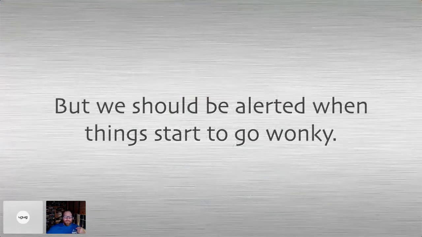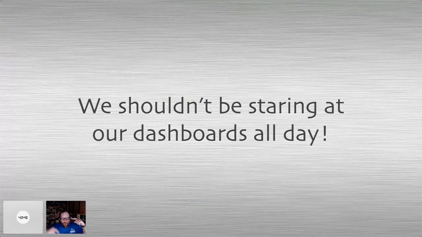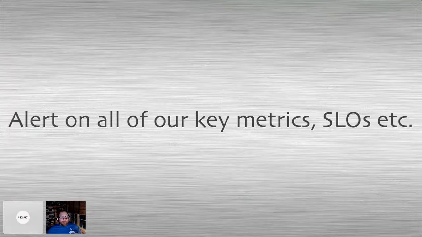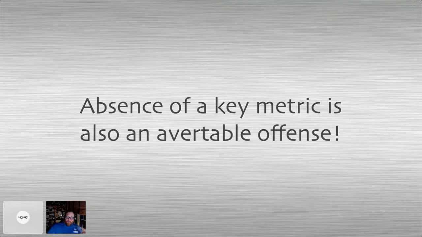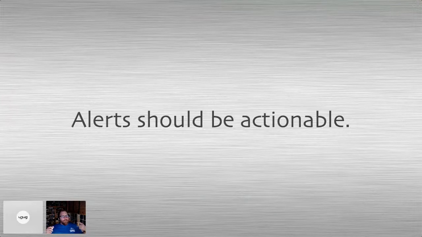The moral of the story here is we should be alerted if things start to go out of band, because I don't want someone staring at a dashboard all day. Humans aren't good at that. We're looking for things that stand out. And if everything's kind of the same all the time, we just sort of glaze over and we start ignoring it. So we need an alert that kicks in when something's out of band. Now, absence of a metric, interestingly enough, can also be an alertable offense. And there's a typo. See how that happens?